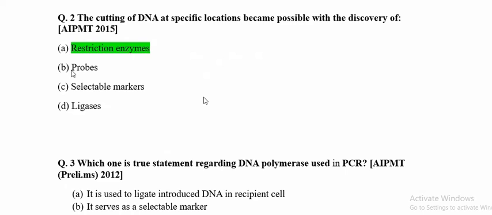Then option B is probes. No, probe cannot be correct because probes are the DNA segments that detect the presence or absence of a DNA or gene. And option C, selectable markers, is also not correct. Selectable markers are actually the markers on the bacteria which are resistant to several antibiotics. And option D, ligases. Ligases are enzymes which help in joining of the DNA fragments. So all these options are not supportive to this question. So the correct answer is restriction enzyme.